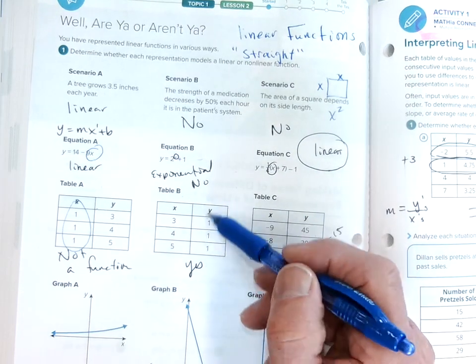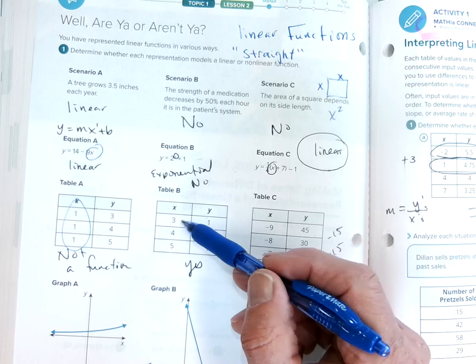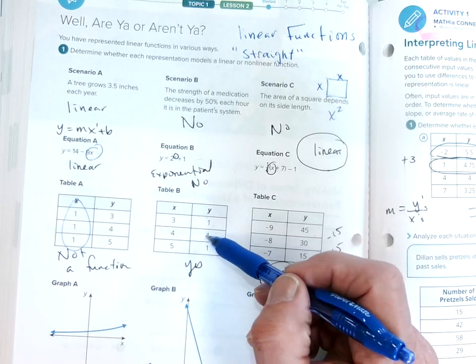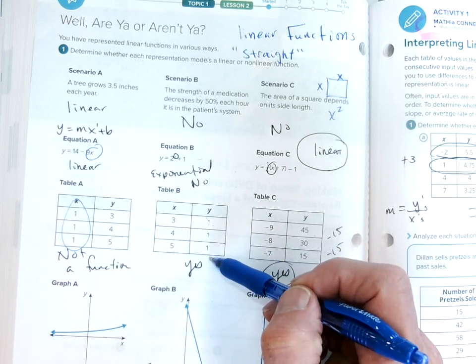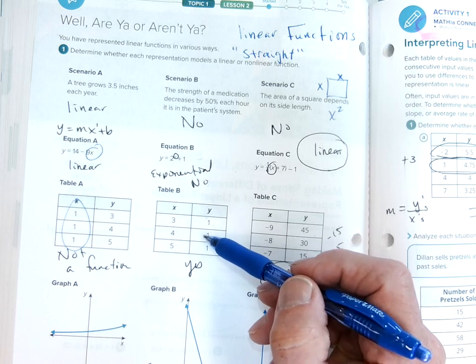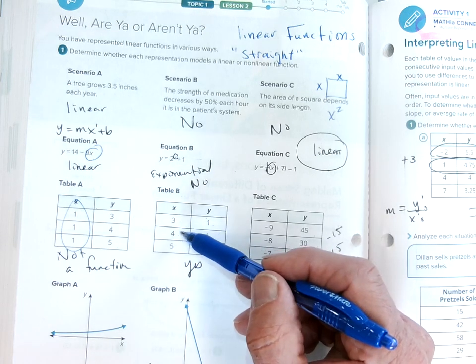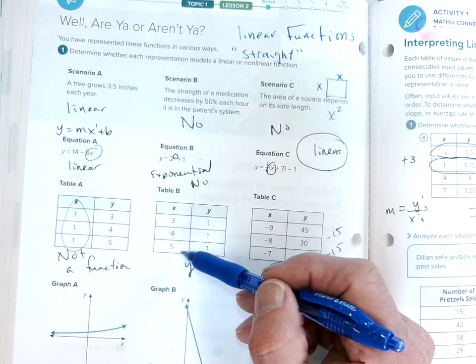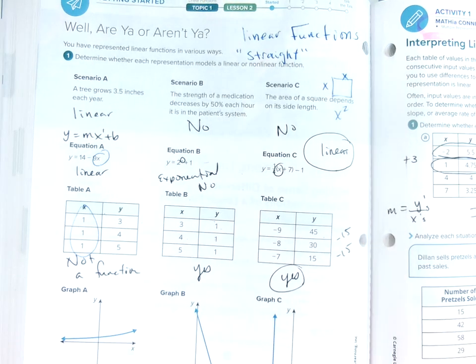But this one's unique. This one's different. This 3 has a unique y, 4 does. Even if it's always the same, that is a function. It's like saying, I bought 3 lattes, but I get 2 for free. So the fourth one still costs me $1, and the fifth one still costs me $1. So we said yes to that one.